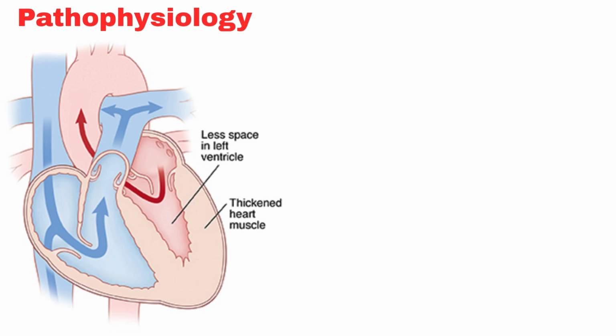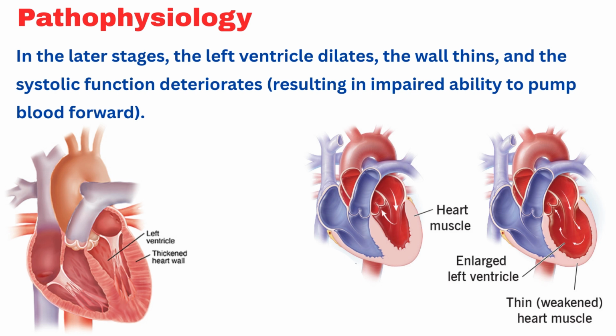Initially, the left ventricle generates this increased pressure by thickening its muscular walls, which is called myocardial hypertrophy. The type of hypertrophy most commonly seen in aortic stenosis is known as concentric hypertrophy, in which the walls of the left ventricle are equally thickened. In the later stages, the left ventricle dilates, the wall thins, and the systolic function deteriorates, resulting in impaired ability to pump blood forward. When these compensatory mechanisms of the heart begin to fail, clinical signs and symptoms develop.